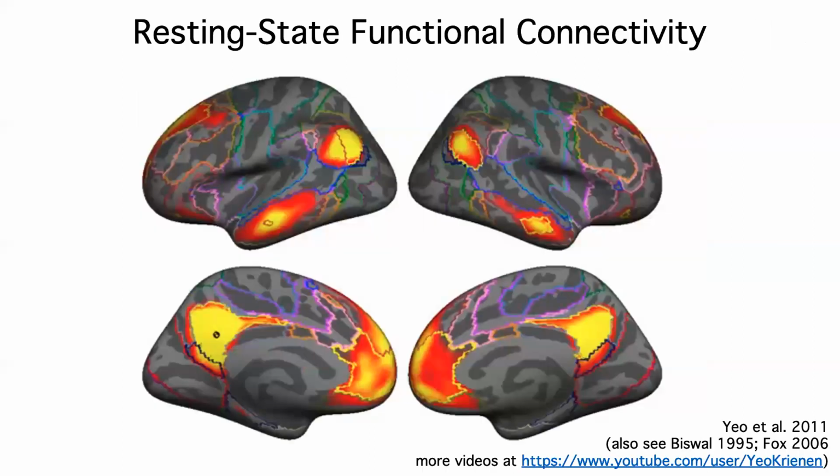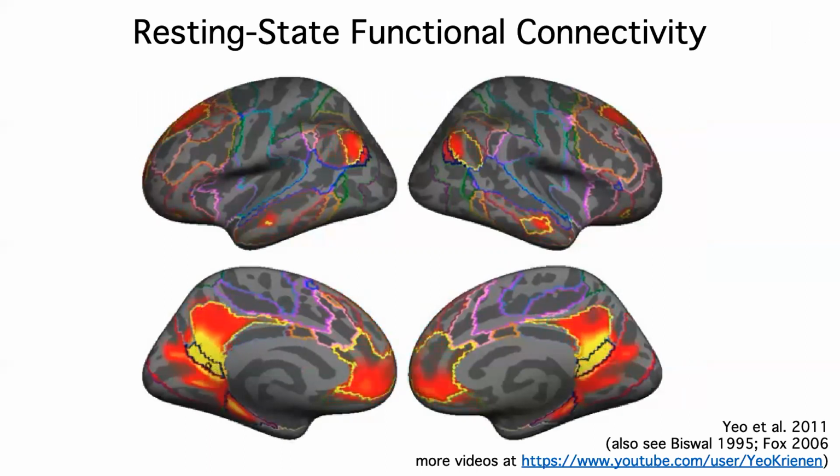For example, if we choose a seed in PCC and correlate its time course across the cortex, we can get this famous default network. This procedure is called functional connectivity. If we move the seed region around the brain, we see that the correlation pattern changes a lot, suggesting that adjacent brain regions can have very different connectivity patterns.